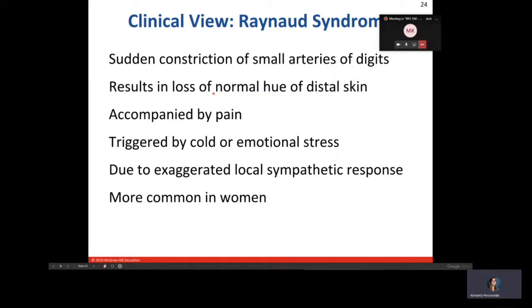It just means that your fingers get really white. And it's usually painful because it's kind of like a spasm. It can be triggered by cold or emotional stress. And this is due to exaggerated local sympathetic response, and it's more common in women. And so, exaggerated constriction of those blood vessels.